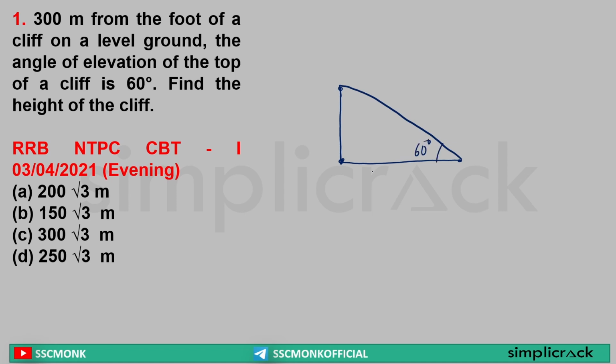The angle of elevation to this point is 60 degree. Sir, what we told you, when it is 60 degree, this is root 3, this is 1, this is 2. Yes or no? Yes. But sir, it is given already, this is 300 meter. That means this particular distance has been given, 300 meter. If one part is equal to 300 meter, then this height, that is root 3, is equal to 300 multiplied by root 3, that is option C answer.